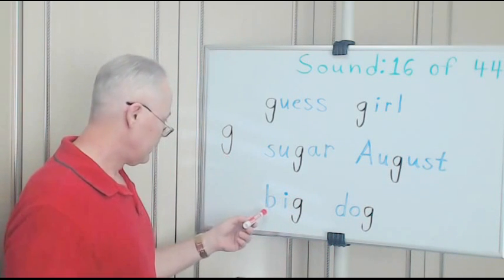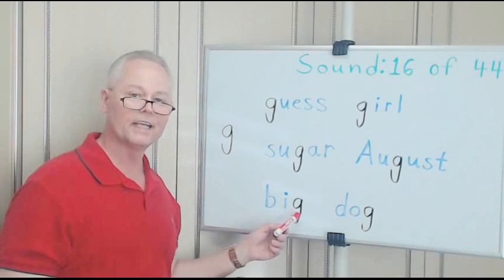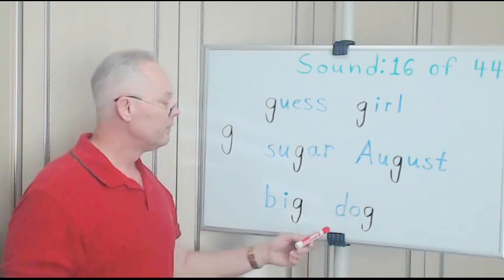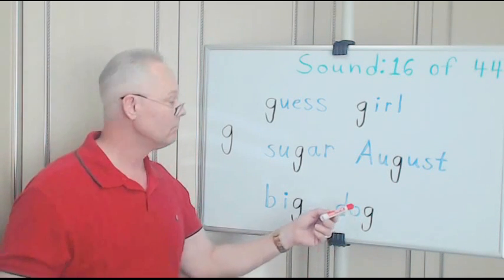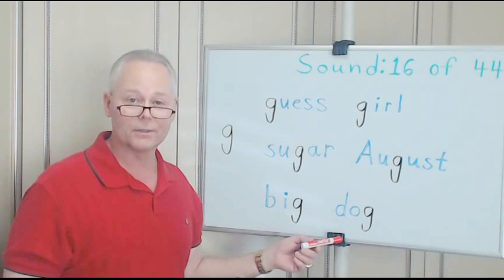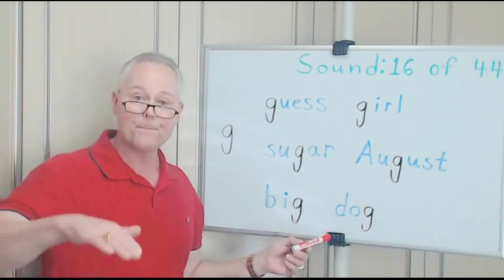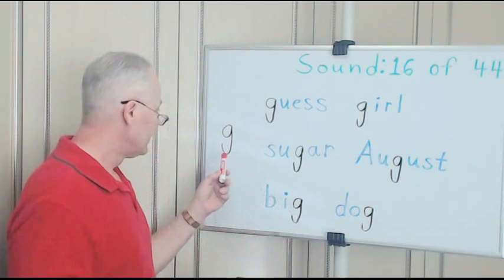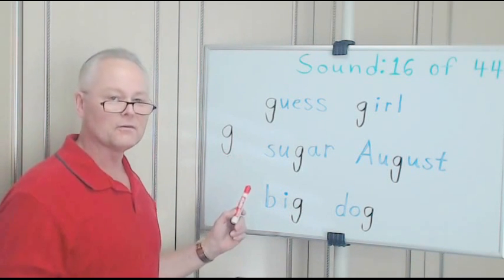We have big. Dog, dog. So, you know what a dog is? It's not a cat, it's a dog. It barks. Maybe if it's your neighbor's dog, it's going to bite you on the leg someday. Could be that it's a big dog. Ooh, a big bite on the leg. That is G. Thank you for watching this.